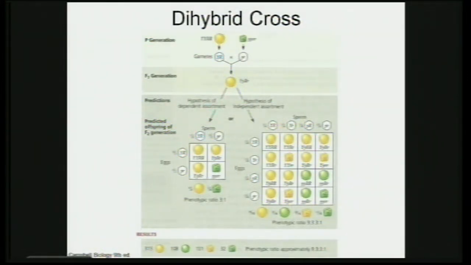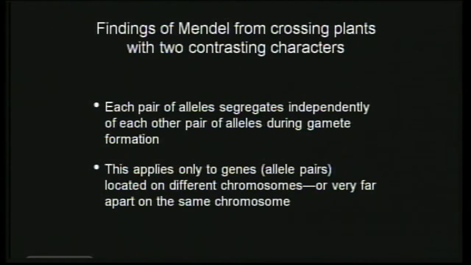He took two different contrasting characters. For example, in this case, as you can see in the slide, the seed shape and the seed color. He wanted to see whether the seed color had any influence over the inheritance of the seed shape. That's what he tried to see, and he found out that these two characters had nothing to do with each other during the formation of the gametes. That was the finding he came up with using the dihybrid cross. So that was about the dihybrid cross.